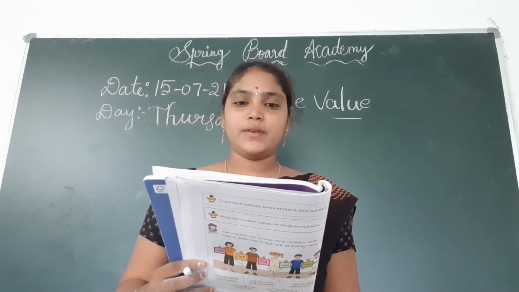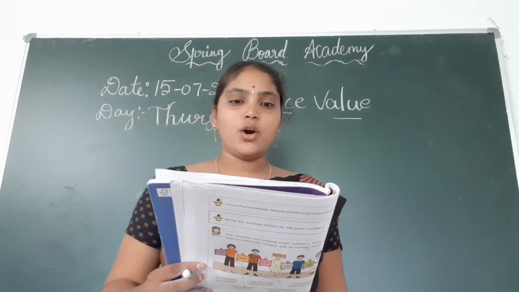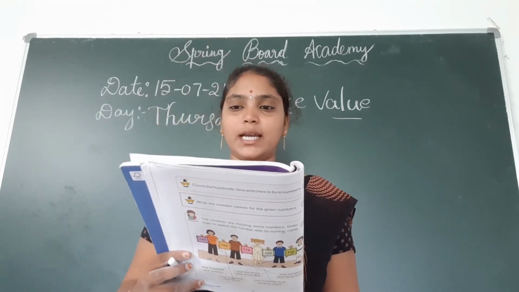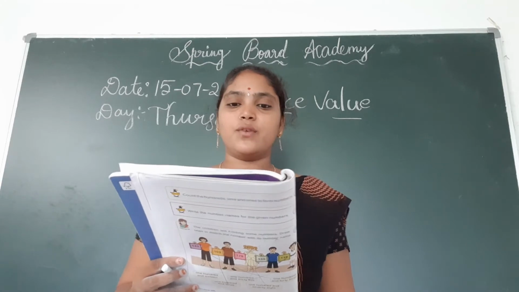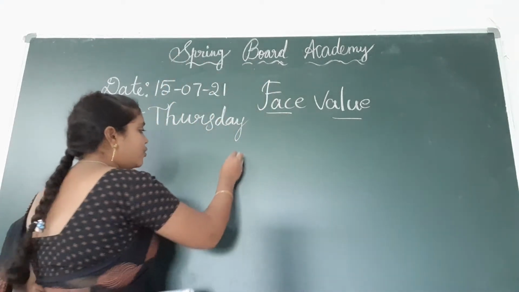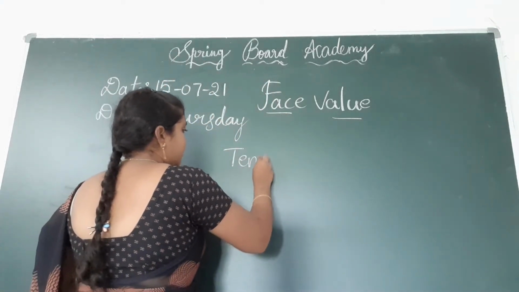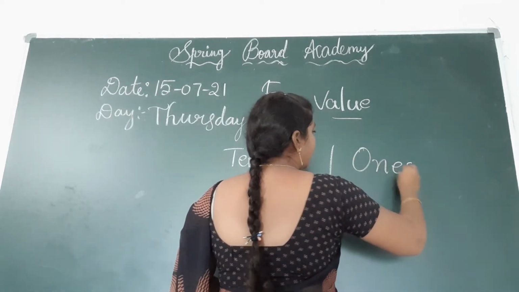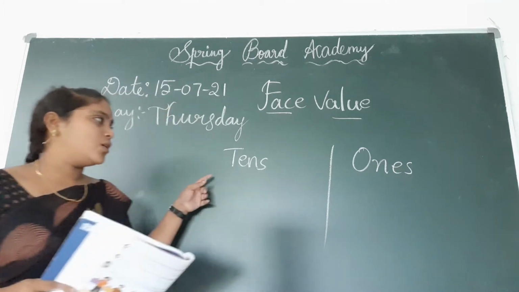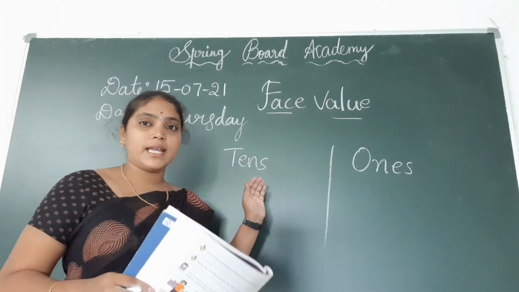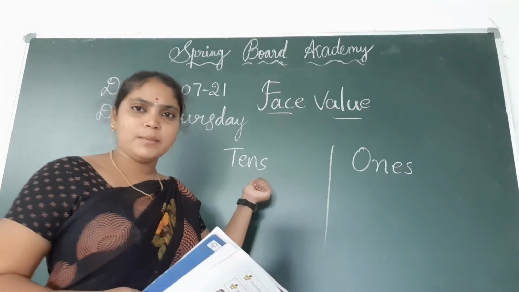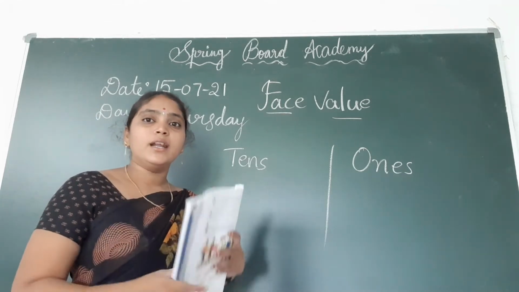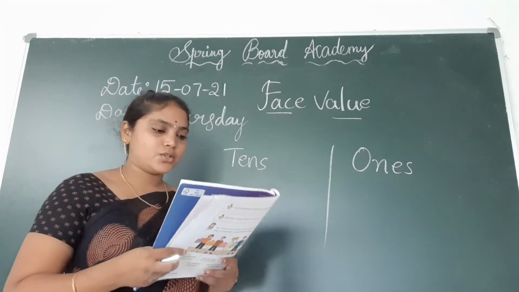Here, 2 chocolate vending machines. A coin put in the tens machine gives a packet of 10 chocolates, and a coin put in the ones machine gives 1 chocolate. Okay, here 2 machines are there, children. One is the tens machine and one is the ones machine. If a coin is put in the tens machine, at a time it gives 10 chocolates. Why? Because this is the tens machine. If you put 1 coin inside, it gives 10 chocolates.